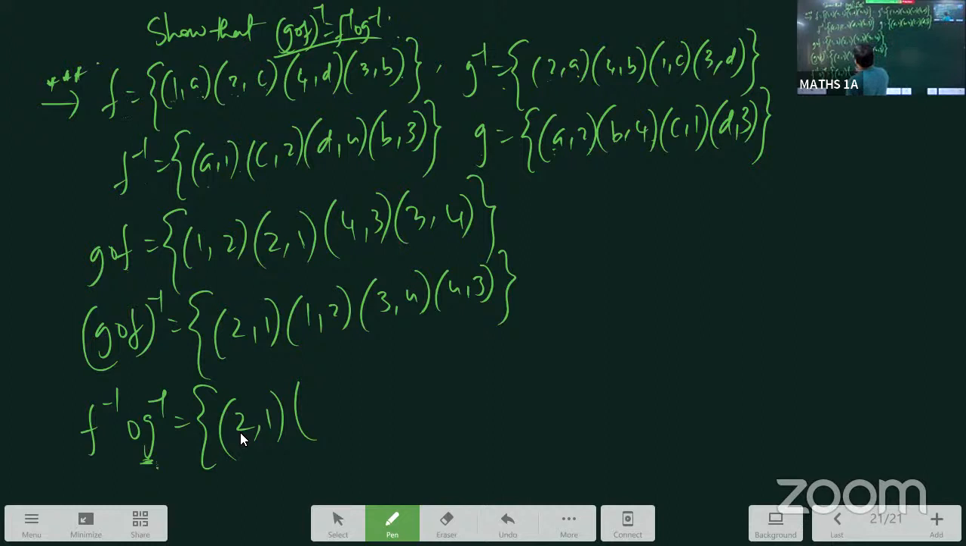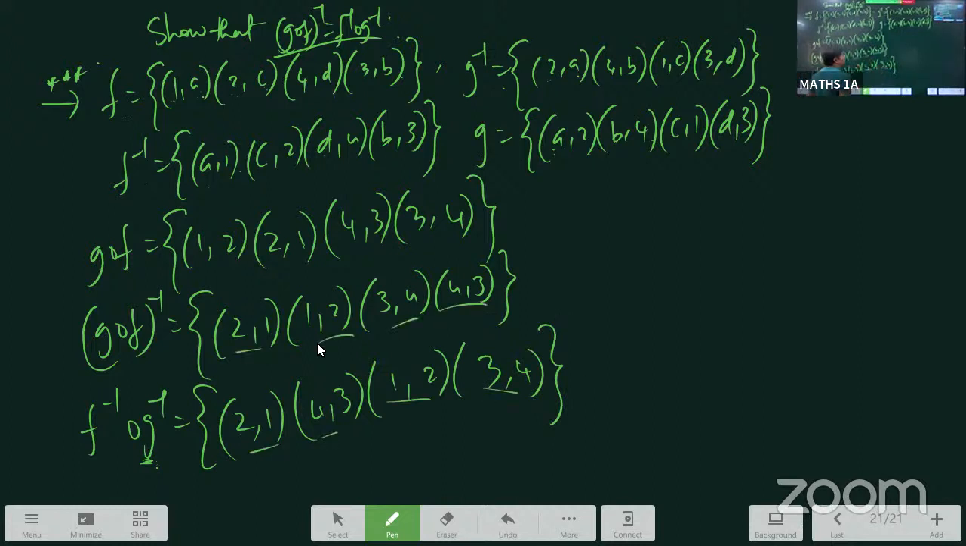Next, in G inverse, (4, B). That same B is mapped to where? B is mapped to 3, so (4, 3). Next, (1, C). C is mapped to 2. And (3, D). D is mapped to 4. See, are they the same? Yes, they are the same. Therefore, (G circle F) whole inverse is F inverse circle G inverse.